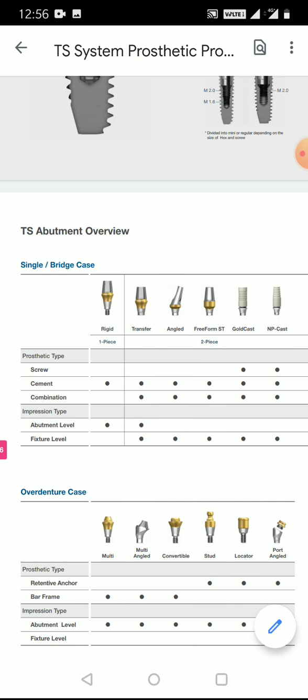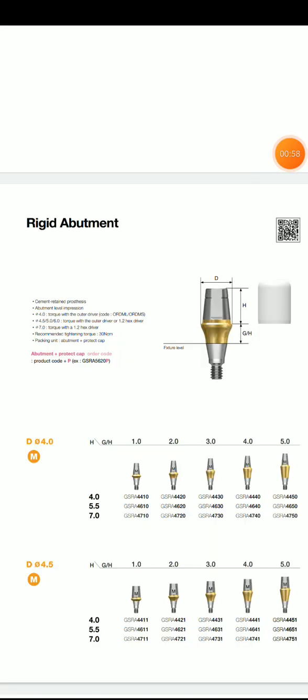So you must have come across the freeform ST on the website, or the rigid abutment, the transfer abutment. So what exactly are these abutments, and when and where to use them? How you can plan your case, and what abutments you need to order for your particular case. In this video, we are going to discuss all these things. So let us look at the rigid abutment.